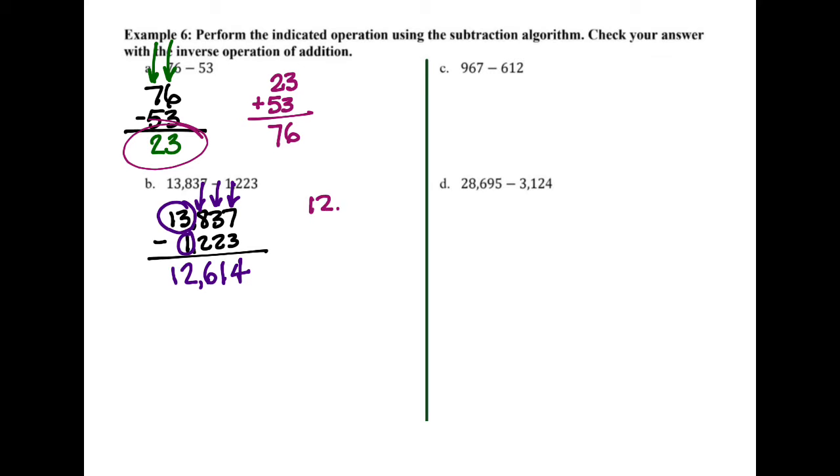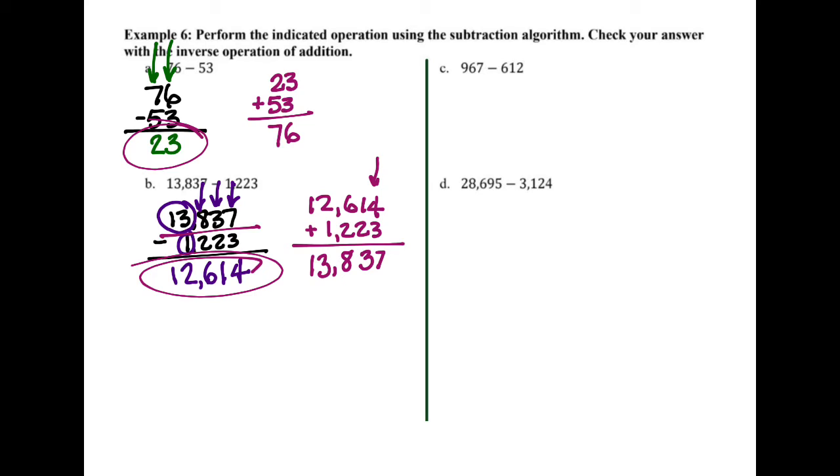So the answer added to the number we subtracted should give us what we started with. Okay, so 4 plus 3 is 7. Tens place, 1 plus 2 is 3. Hundreds place, 6 plus 2 is 8. And the thousands, 12 plus 1 is 13. Sure enough. So 12,614 is your answer.